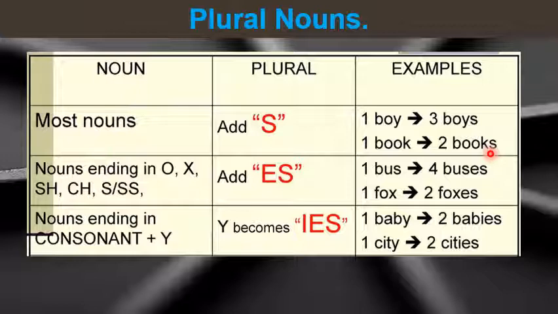Now, this is the case with most nouns, but if the nouns end in o, x, sh, ch, s, or double s, I add es. Let's clarify that by reading this example. Look here, the word bus. It ends in s. So I add es. Not only s, I add es. So one bus, four buses.